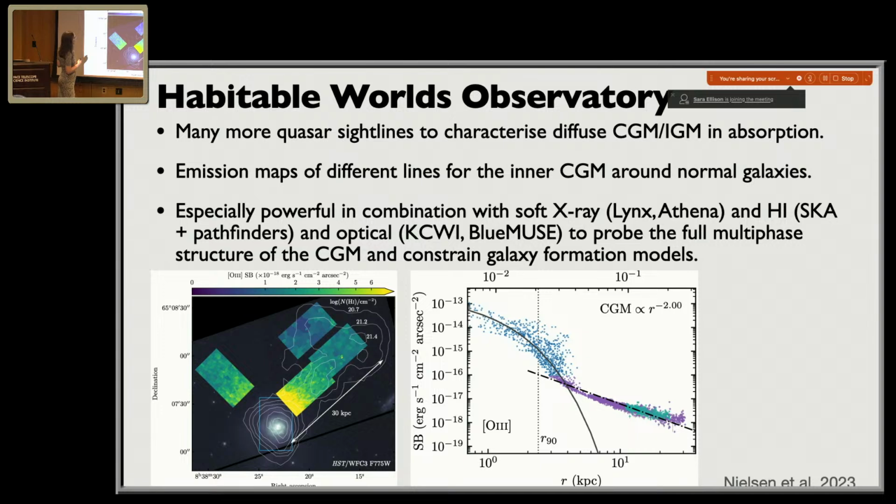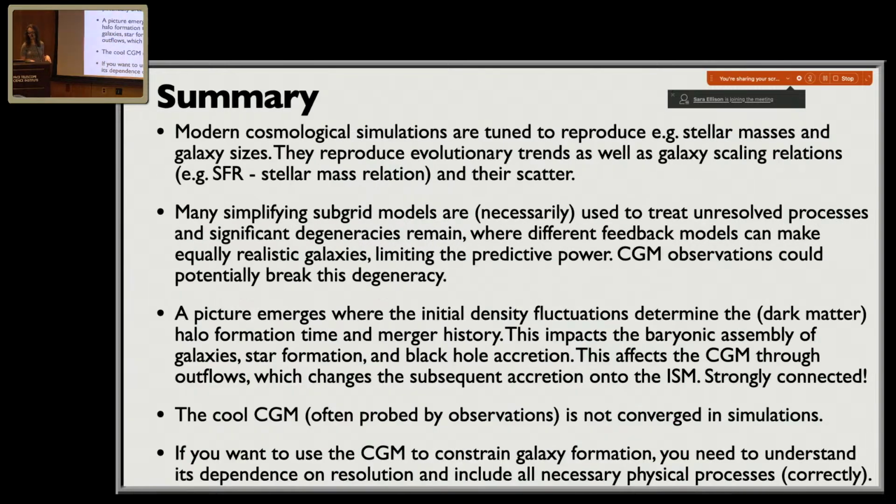But what's also very cool is that we will be able to make emission maps, and in combination with other existing or upcoming observatories doing X-rays, 21 centimeter, optical, I think we can really build a full picture of the CGM, and then I'll stop there. Thank you.